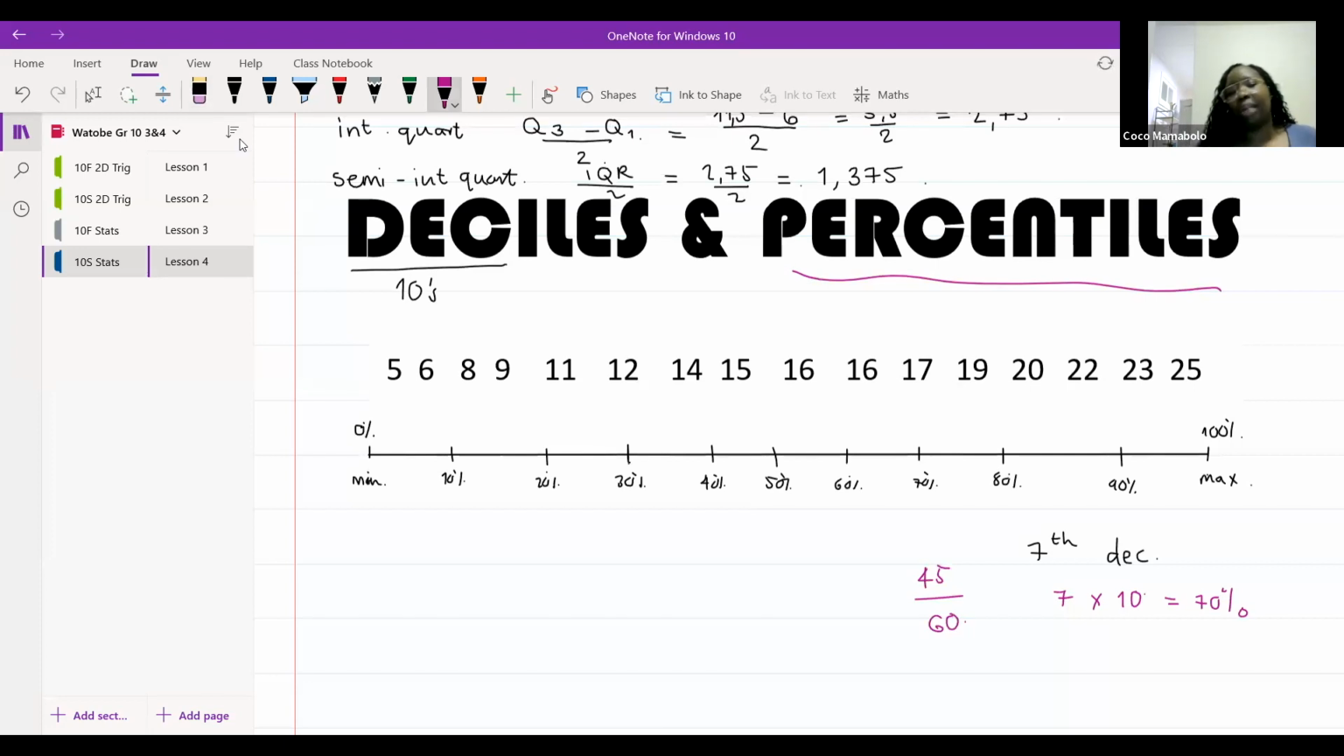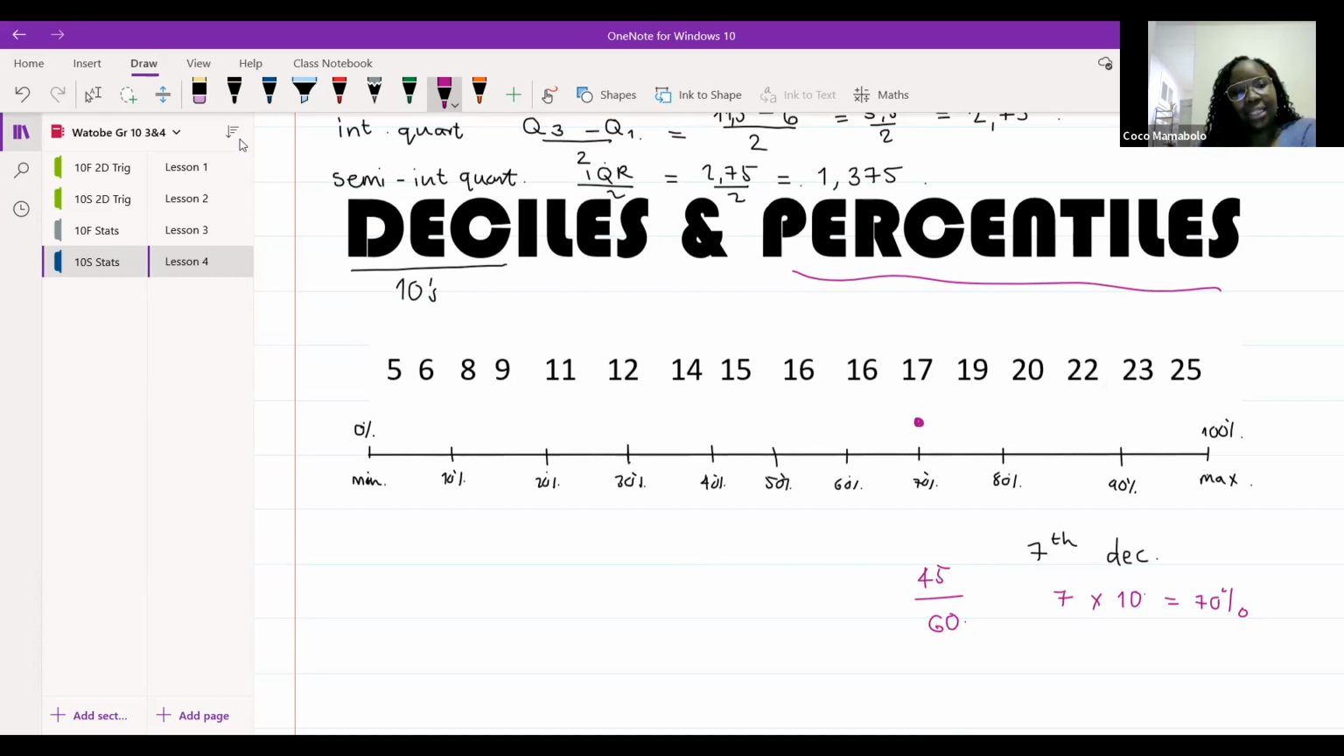Okay, not a bad mark. I mean, we could do better, especially as Watobians, but it's a good mark, right? Now, you find out after getting this mark for your test that you did better than 70% of the kids in your class. So you fall on the 7th decile or the 70th percentile.